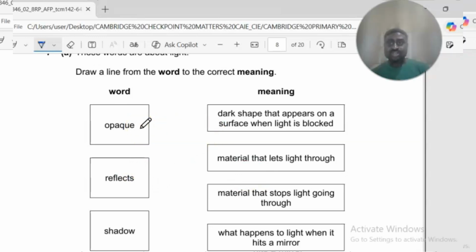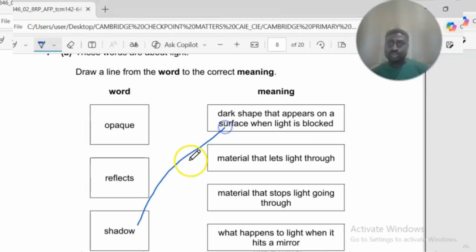In the study of light, an opaque material is generally any material that does not allow light rays to pass through it. It serves as a blockage and the surface does not allow light to be able to pass through. Most dark or black substances serve as opaque materials. So with this idea, let's read the meanings here and see which one matches. Now, dark shape that appears on a surface when light is blocked. Is that opaque? No. My earlier definition has that as what? Shadows. So I can just go straight and pick my shadow.